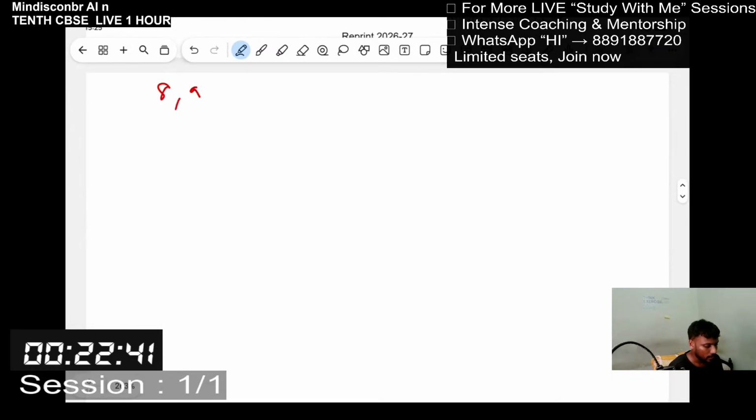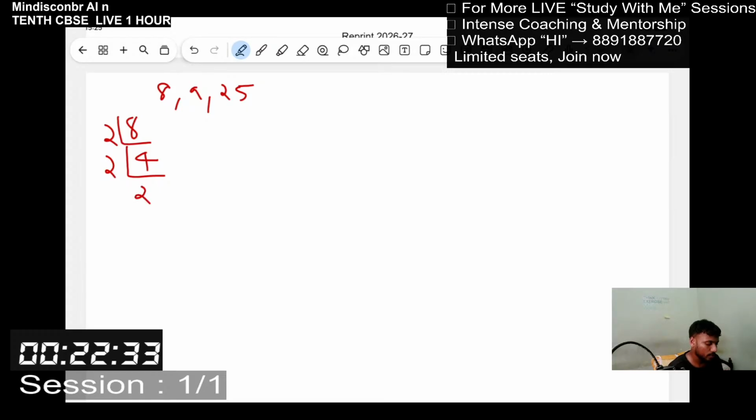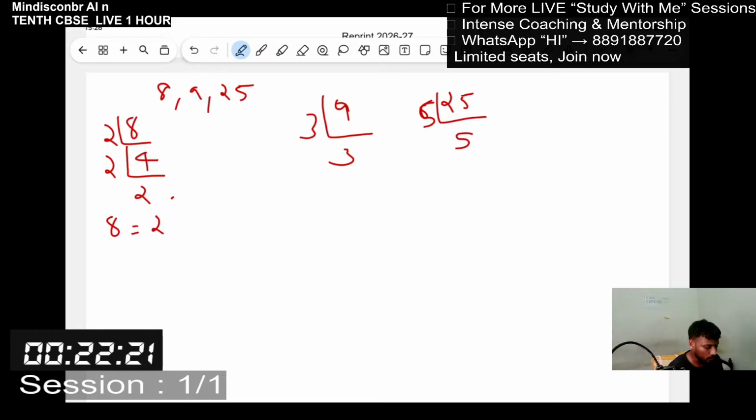So 8 is equal to 2 cube, and 9 is equal to 3 square, and 25 is equal to 5 square.